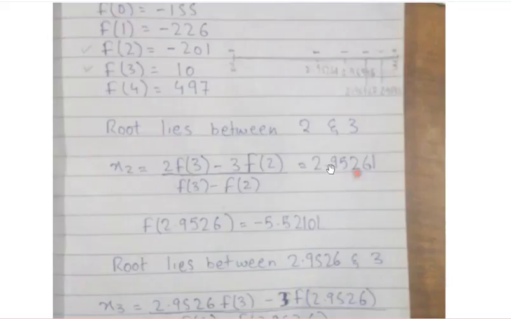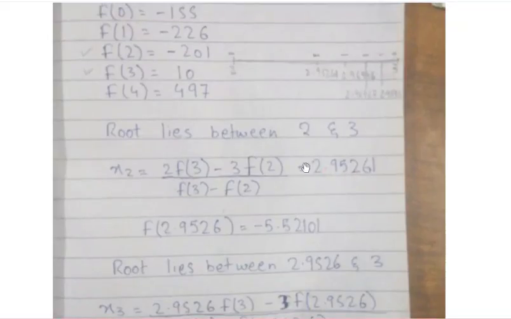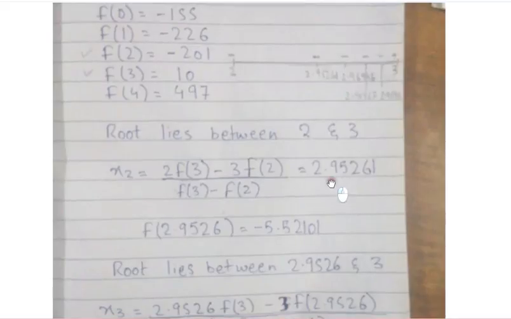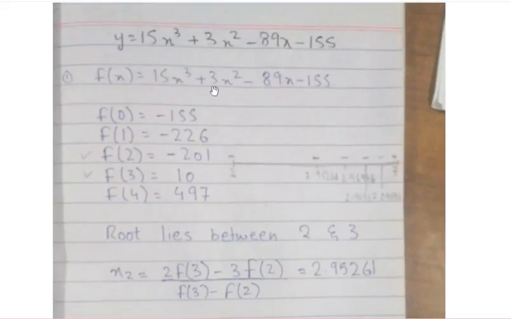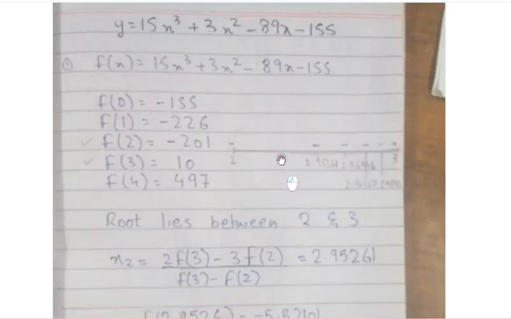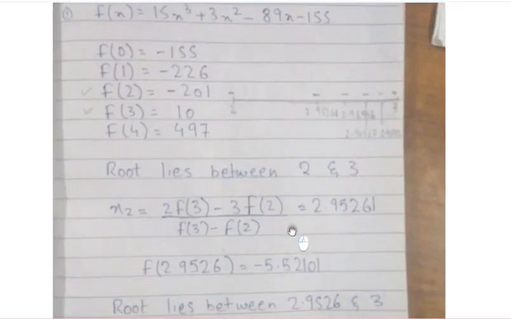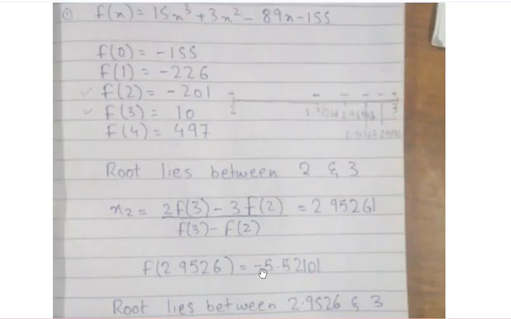Now we put this answer which we obtained by applying the formula, 2.95261, back into the equation, which is here, 15x cubed plus 3x squared minus 89x minus 155. So f of 2.95261, which is here, is equal to minus 5.52101, which is a negative sign.